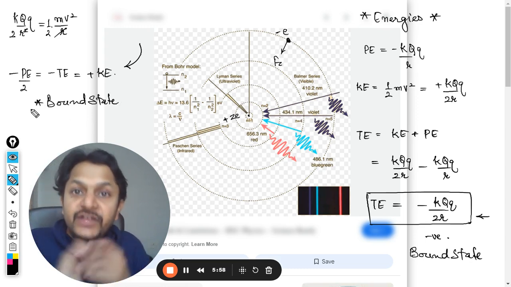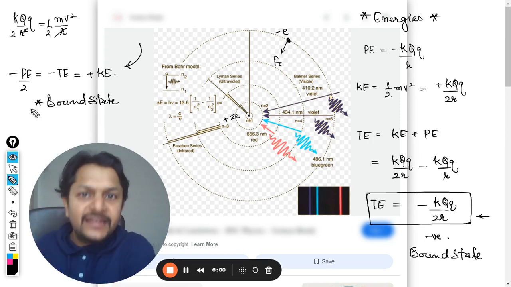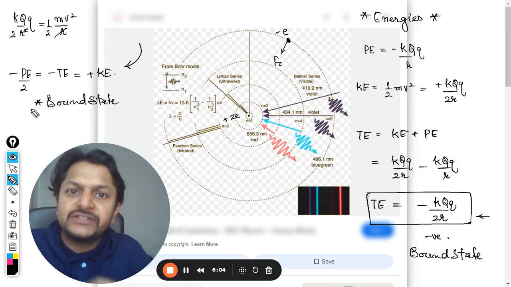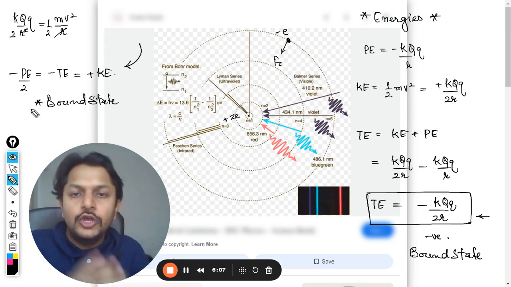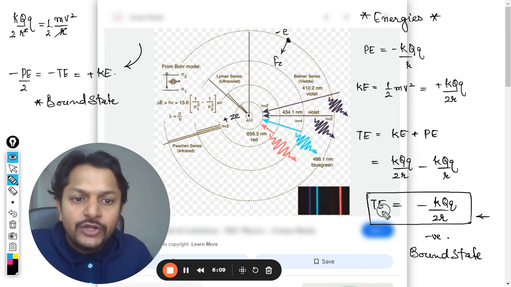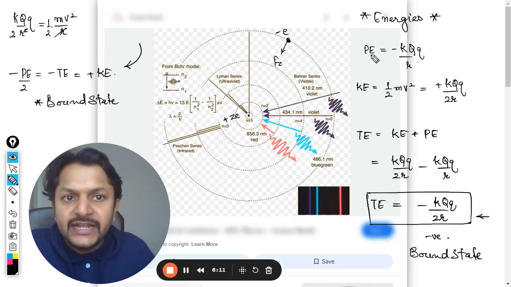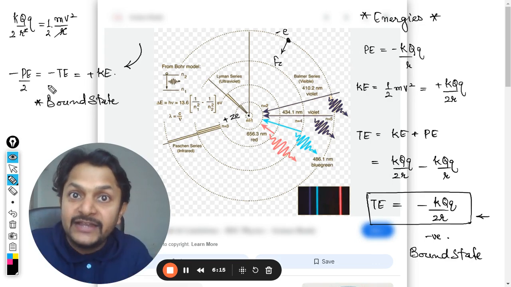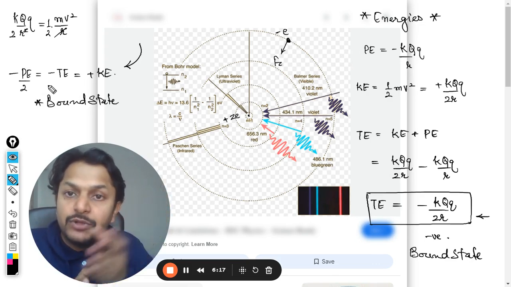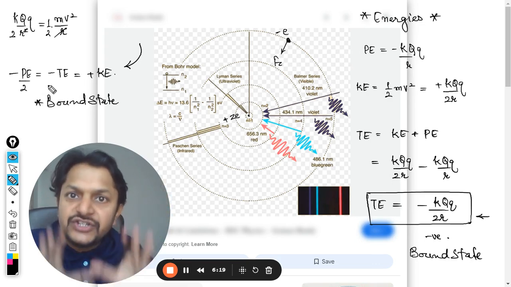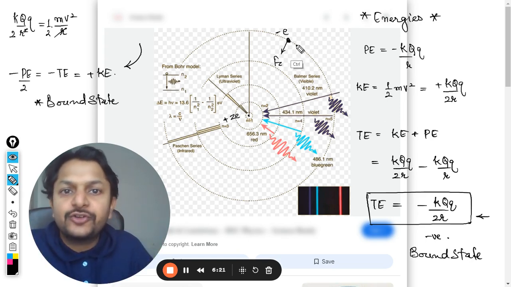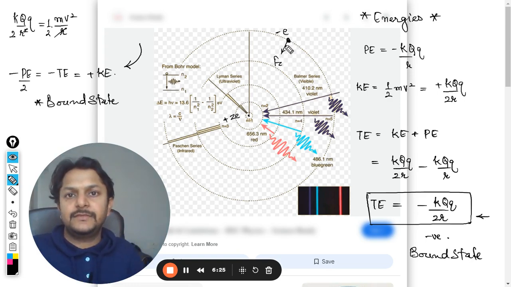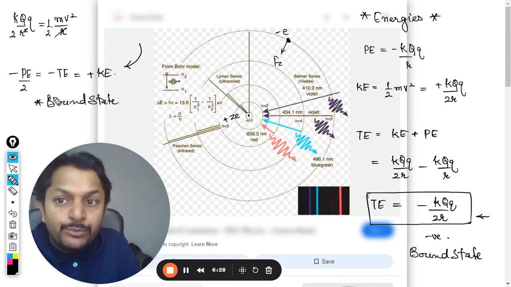Bound state, which is true in the case of satellite motion also, which is true in the case of atomic physics, in the case of electron also. So you can clearly see when I plug in the value of total energy, kinetic energy, or potential energy in this equation, the equation is still valid. It is not invalid, which clearly shows that the electron here is enjoying the bound state.